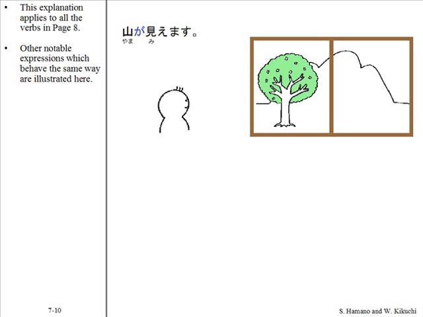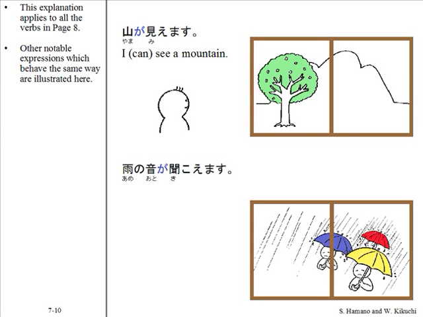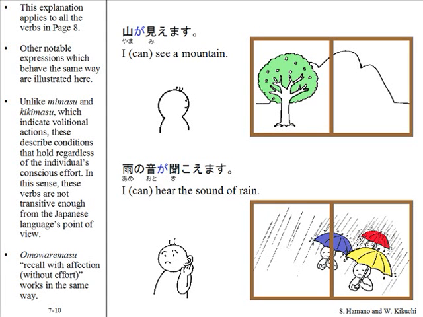Other notable expressions which behave the same way are illustrated here. 山が見えます。雨の音が聞こえます。Unlike 見ます and 聞きます, which indicate volitional actions, these describe conditions that hold regardless of the individual's conscious effort. In this sense, these verbs are not transitive enough from the Japanese language's point of view. 思われます, recall, works in the same way.